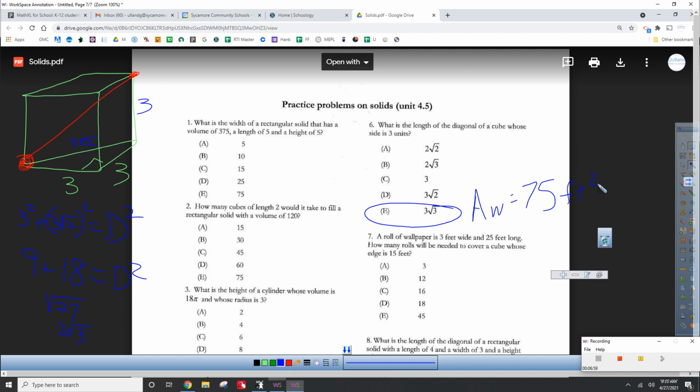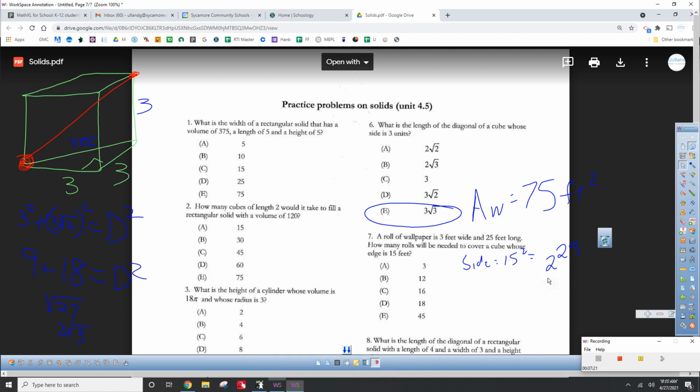So one edge is 15 feet, so one side is 15 squared. What's 15 squared? 225? So now do 225. How many sides did you tell me was on a cube? 6. So do 225 times 6. What do you get for that, Carson? 1,350. So, and then do that divided by 75. Bam. Okay.